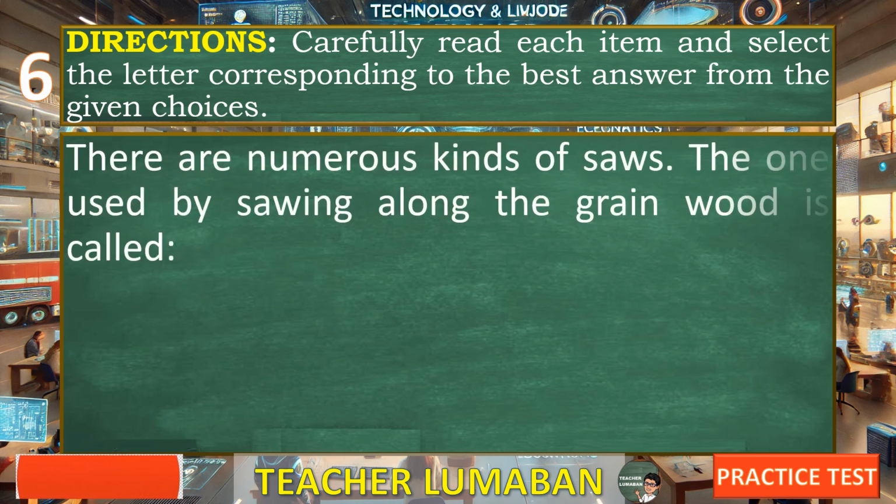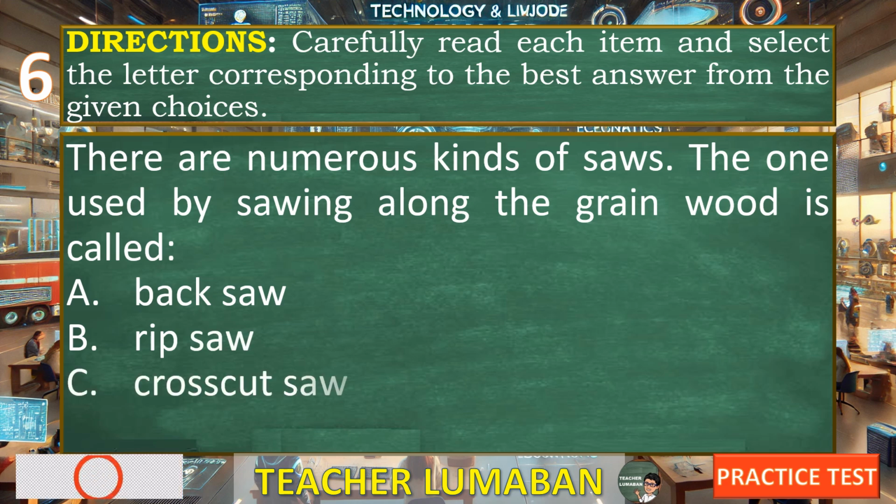There are numerous kinds of saws. The one used for sawing along the grain of wood is called: A. Back saw, B. Rip saw, C. Crosscut saw, D. Power tool.